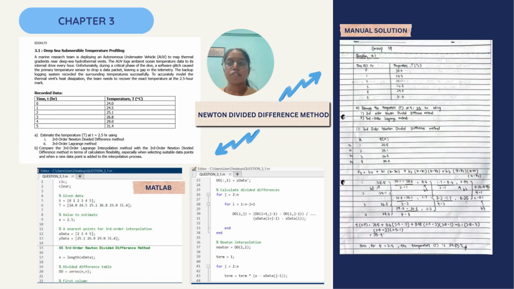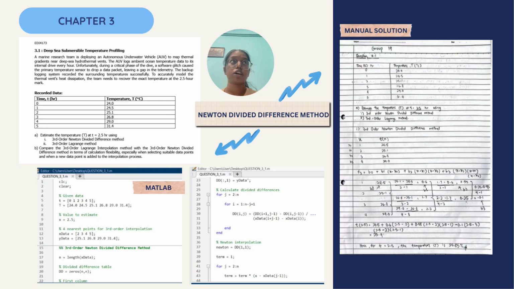To start off, let's look at the problem we are trying to solve. In this slide, a deep sea submersible lost a packet of temperature data at the 2.5 hour mark due to a software glitch. Our job is to fill in the gap using the surrounding data points.